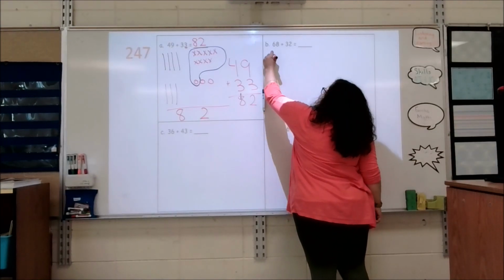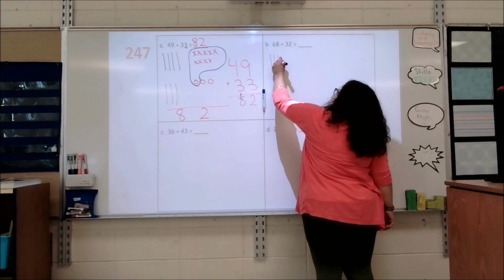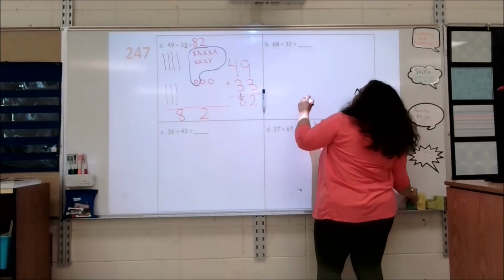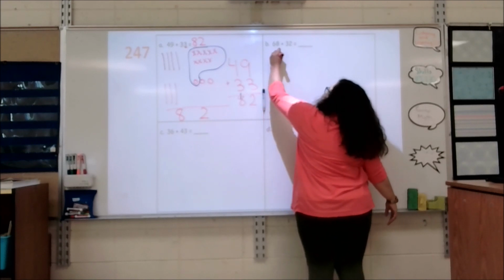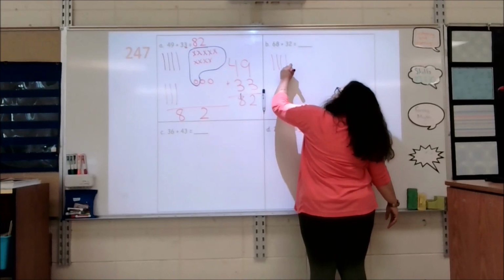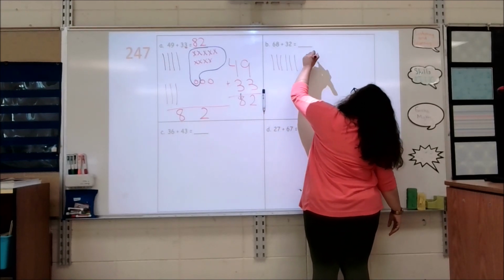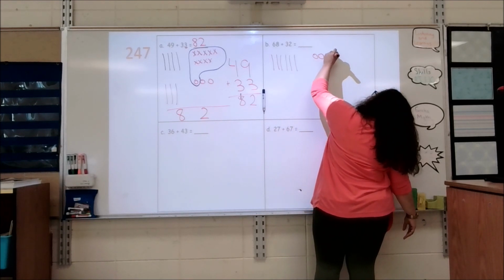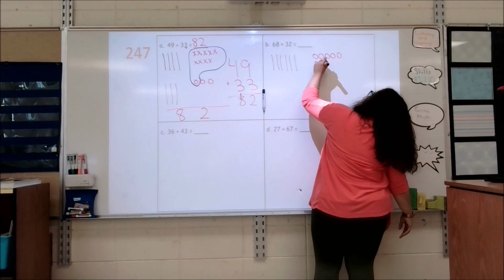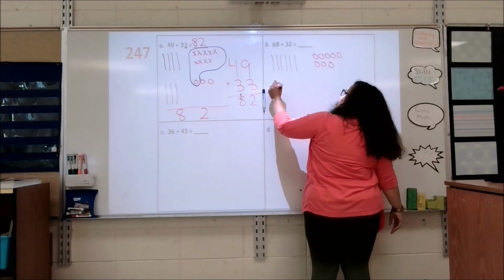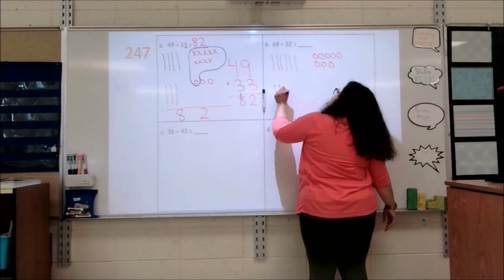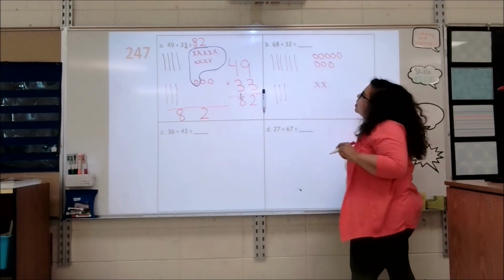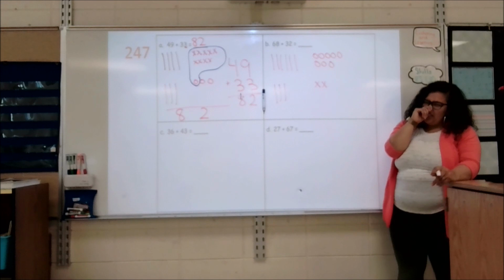All right. 1 10, 2 10. That's sloppy. I don't like that. I'm trying to get 1 10, 2 10, 3 10, 4 10, 5 10, 6 10. 1, 2, 3, 4, 5, 6, 7, 8. Second part. 1 10, 2 10, 3 10, 1, 2.